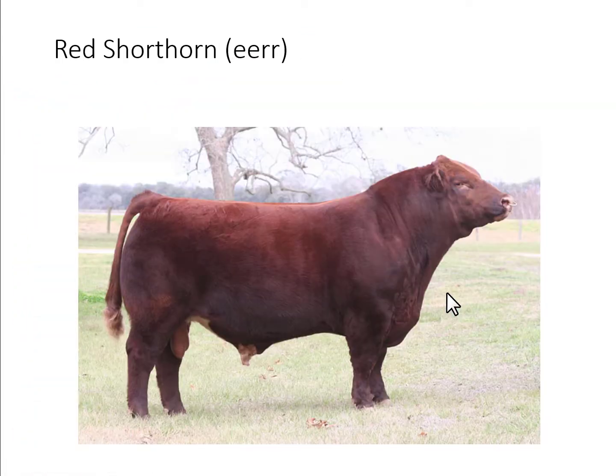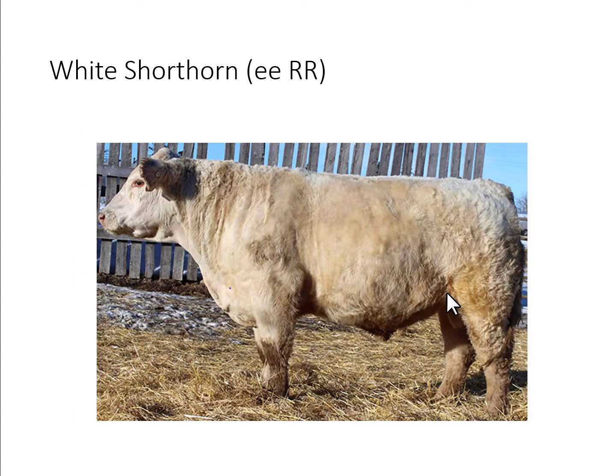The next locus we're going to talk about is the roan locus. So we see this in our shorthorn. So here we have a red shorthorn. We have little e giving us the red base color, and then little r, so no roaning on this one. Then our white shorthorn, we have little e, so red base color, and then two big R's makes it a white color.